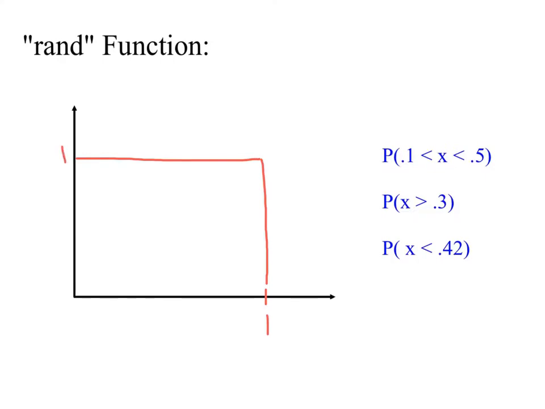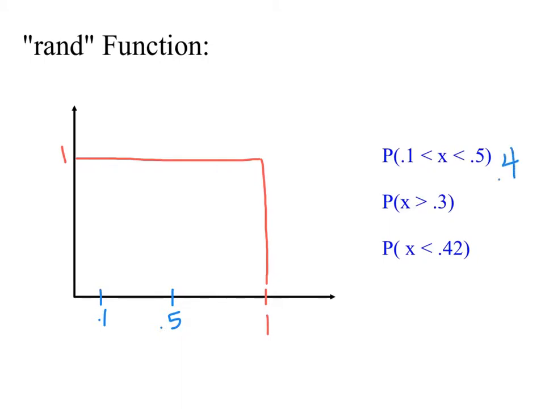So I'm going to try and color code this again. This first one, what are the chances that a randomly picked value from the rand density function is between 0.1 and 0.5? Well, here's 0.5. Here's 0.1. So the chances, we use the area. And there's 4/10 of area inside there. So it's 0.4.